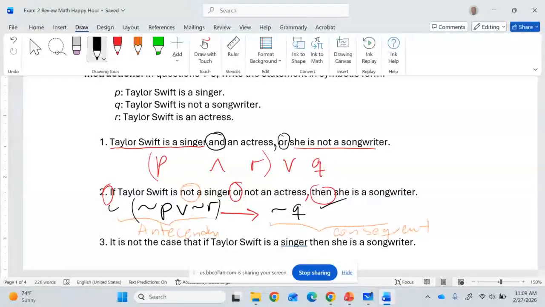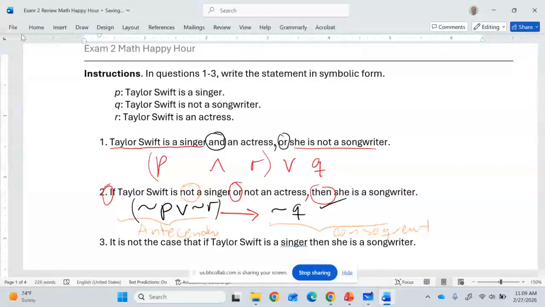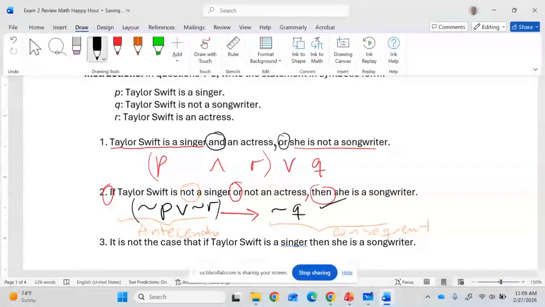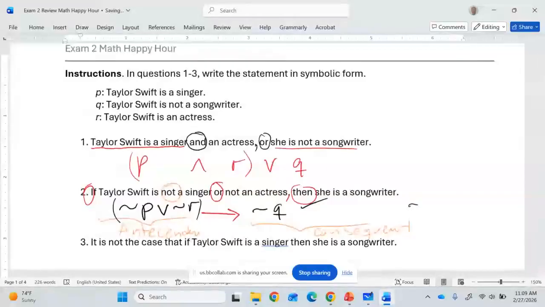Now let me erase this part just not to make it confusing. So the final answer should be parentheses, not P or not R, arrow, not Q. Now usually these nots don't really need the parentheses, but you can leave them in there, because in logic we also have an order, a hierarchy of operations. It is a good idea to put them there, but usually even without parentheses, it would make sense that all of this is together and then you have the arrow, but it just makes it more clear.